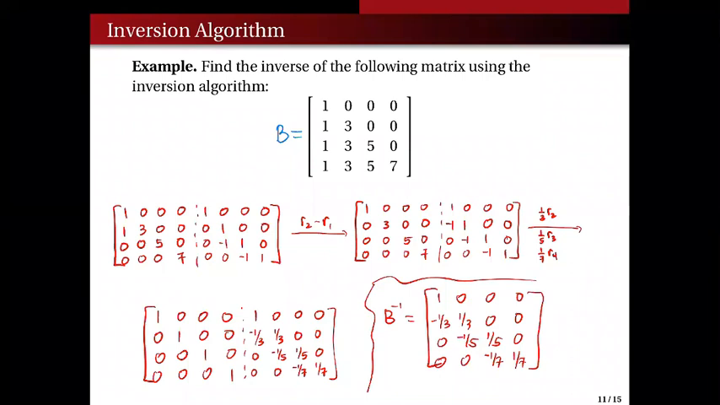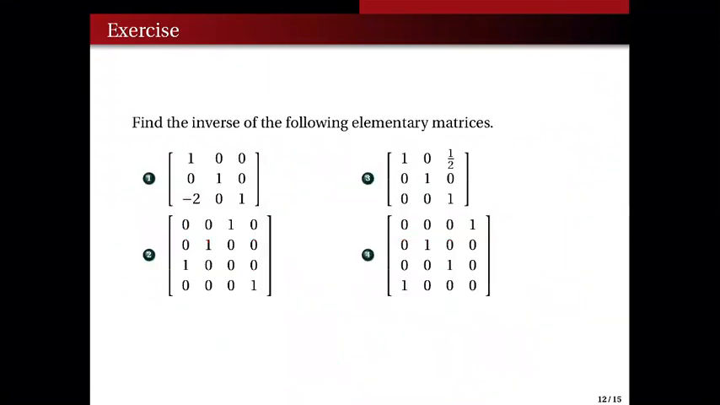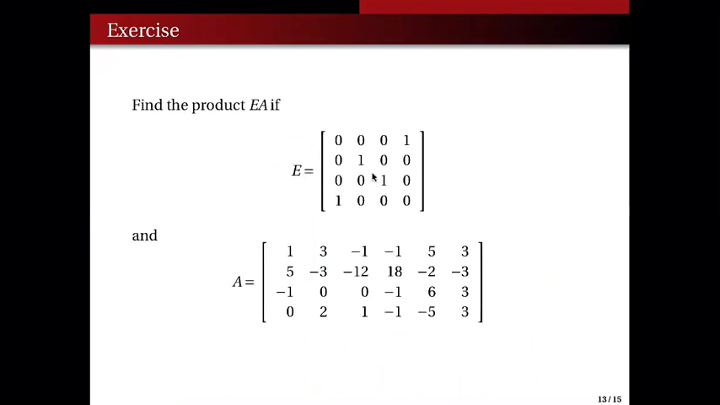Okay, so the remaining slides here are exercises. So in here, you have to find the inverse of these elementary matrices. Take note of that, elementary matrices. In here, suppose this is your EA. This is your E, and this is your A. You need to find the product EA. Okay? So use the theorem that was presented earlier. If you want to multiply out E and A, it's up to you, but it will take you a lot of time. Okay?